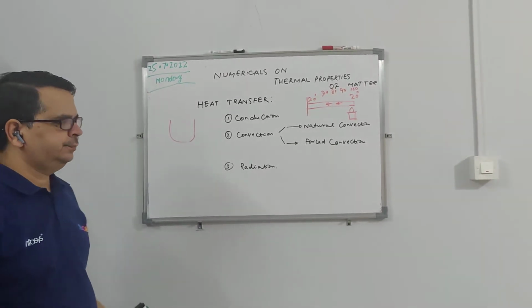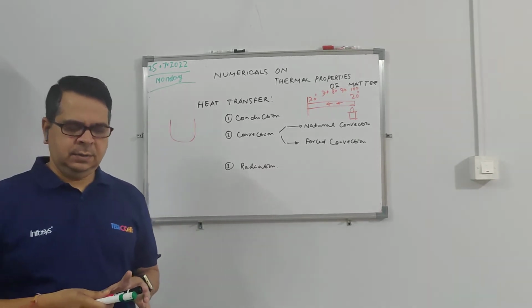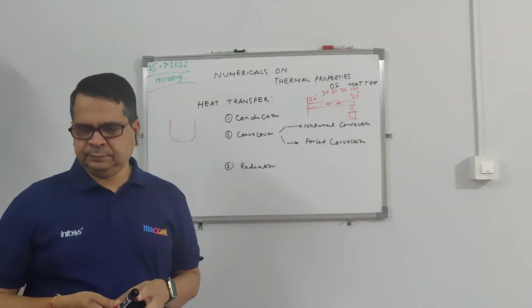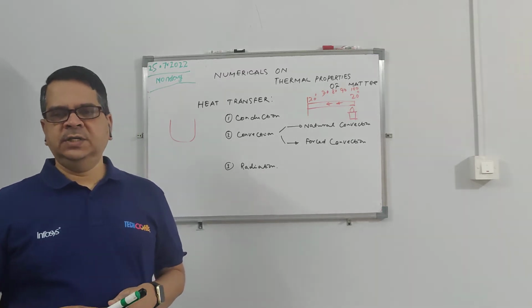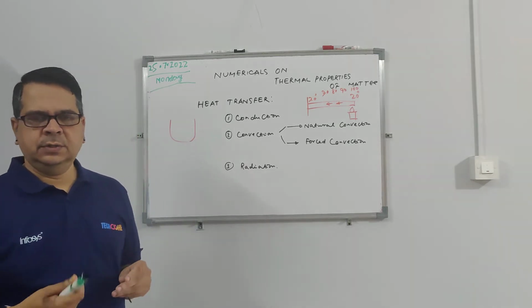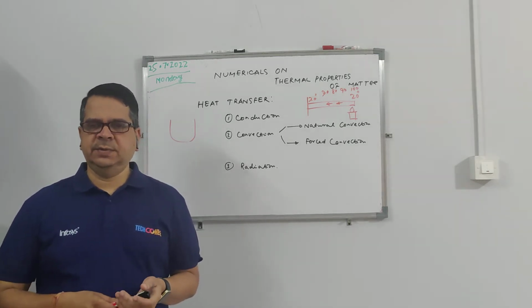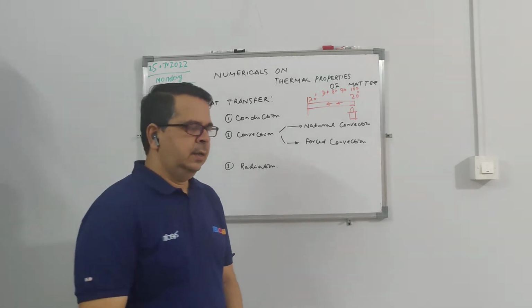So, in the previous session, we discussed the conversion of temperature from one scale to another, and then we discussed calorimetry, the concept of specific heat, the concept of latent heat of melting, latent heat of vaporization, and all.